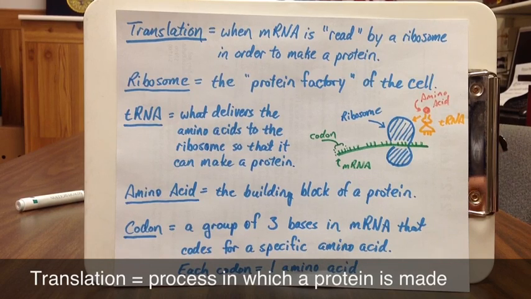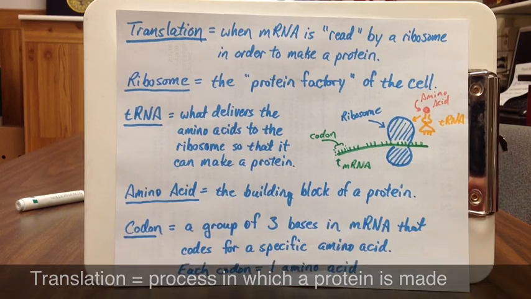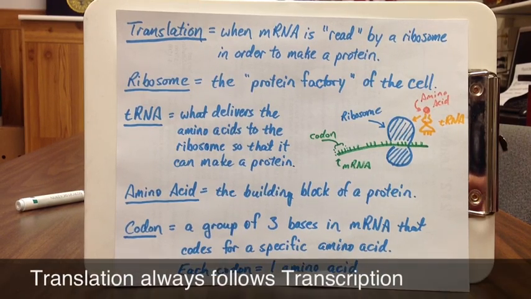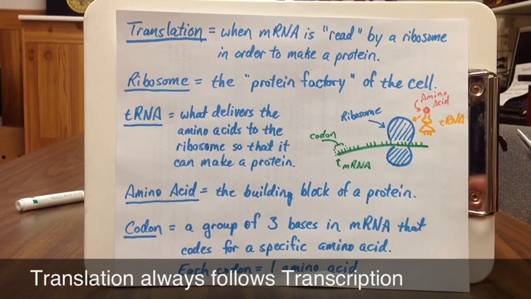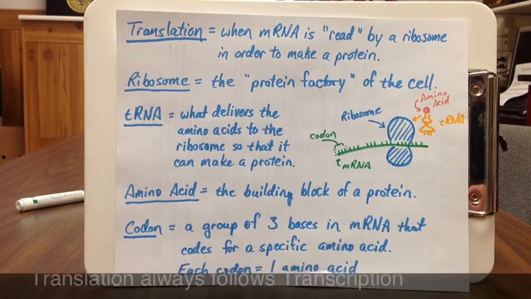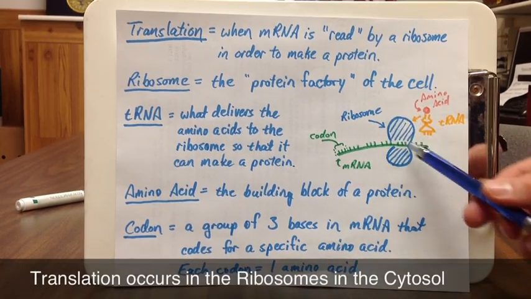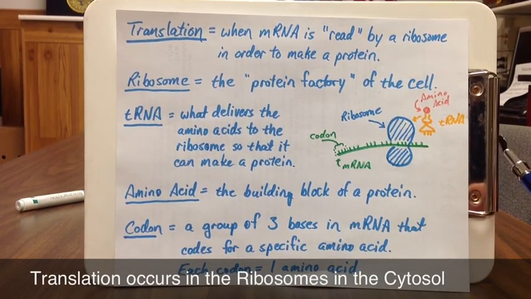Translation is the process in which we create a protein. The whole point of translation is to make the proteins needed by the cells. Translation always follows transcription. Translation uses the mRNA created in transcription to make the proteins throughout the process. Translation occurs in a ribosome. A ribosome is the protein factory of the cell.